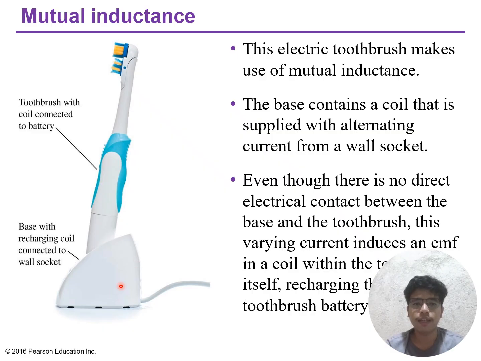This changing magnetic flux induces an EMF in the toothbrush coil according to Faraday's law. So we have epsilon is equal to negative M times dI over dt, where M is the mutual inductance between the base and the toothbrush coils, and dI over dt is the rate of change of current in the base coil. The induced EMF drives current through a rectifier circuit which converts AC to DC, which charges the rechargeable battery inside the toothbrush.